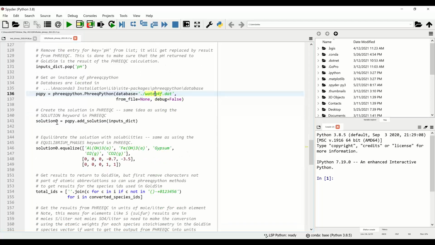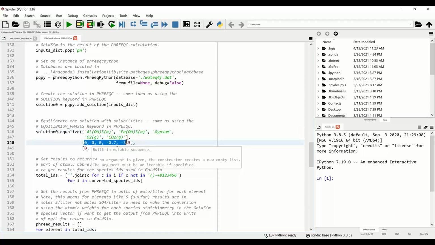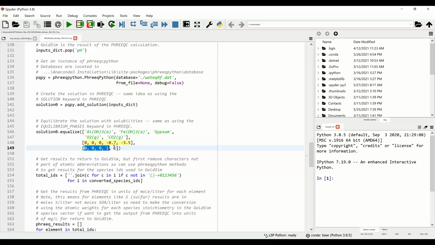This one actually adds our solution now that we've defined it with that instance of the PhreeqPython object. And then this next line here is actually doing that equilibration. So this is equivalent to using the EQUILIBRIUM_PHASES keyword in Phreeqc. You can see I designated 3 solids, and then atmospheric oxygen and carbon dioxide. So this goes in as a list of lists, I guess. So we've got the names, then the saturation indices and the partial pressures. Then we have the initial molar amounts.